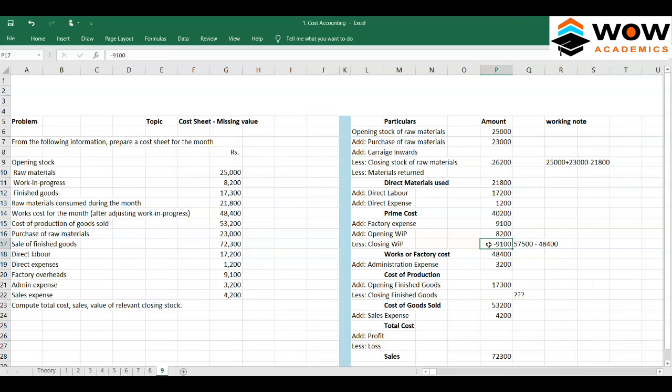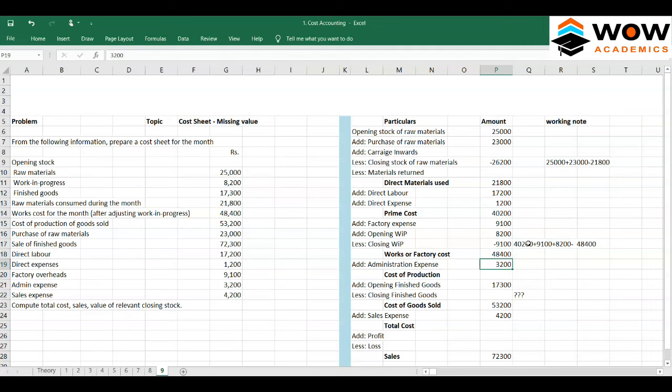You got the idea here? So when we add all this, if you want, we'll put it like this: 40,200 plus 9,100 plus 8,200 minus the works cost will give you 9,100. But the number is usually a minus number, so you have to put minus. It will not be a plus number. If it is a plus number, it's wrong.